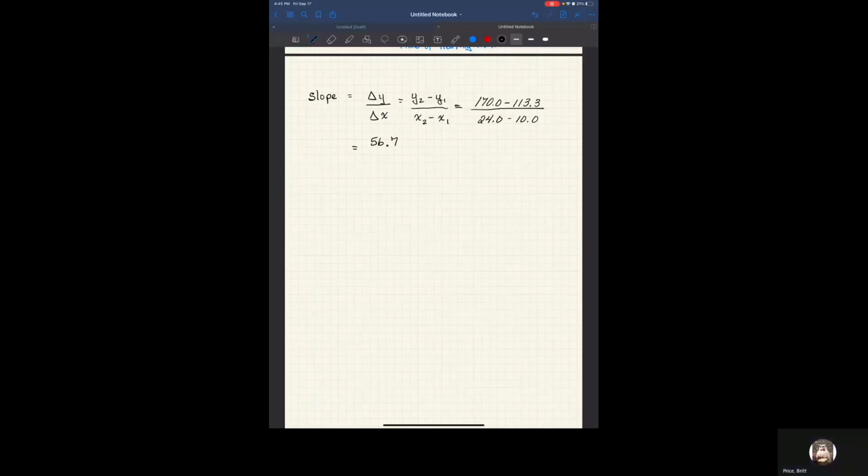So for my slope, I have 56.7. And on my y-axis, that's degrees Fahrenheit. On the x-axis, 24 minus 10 is 14. And that's in minutes. Now I can take 56.7, divide by 14. My slope would be 4.05 degrees F per minute.